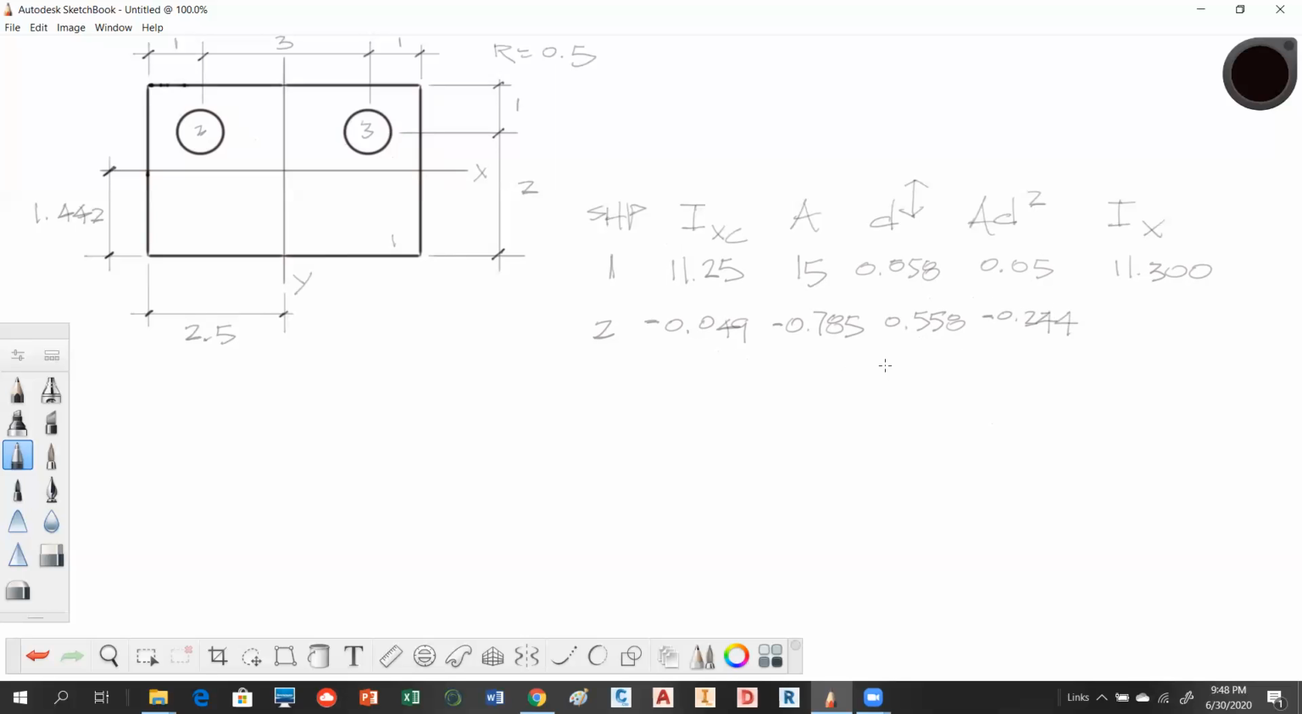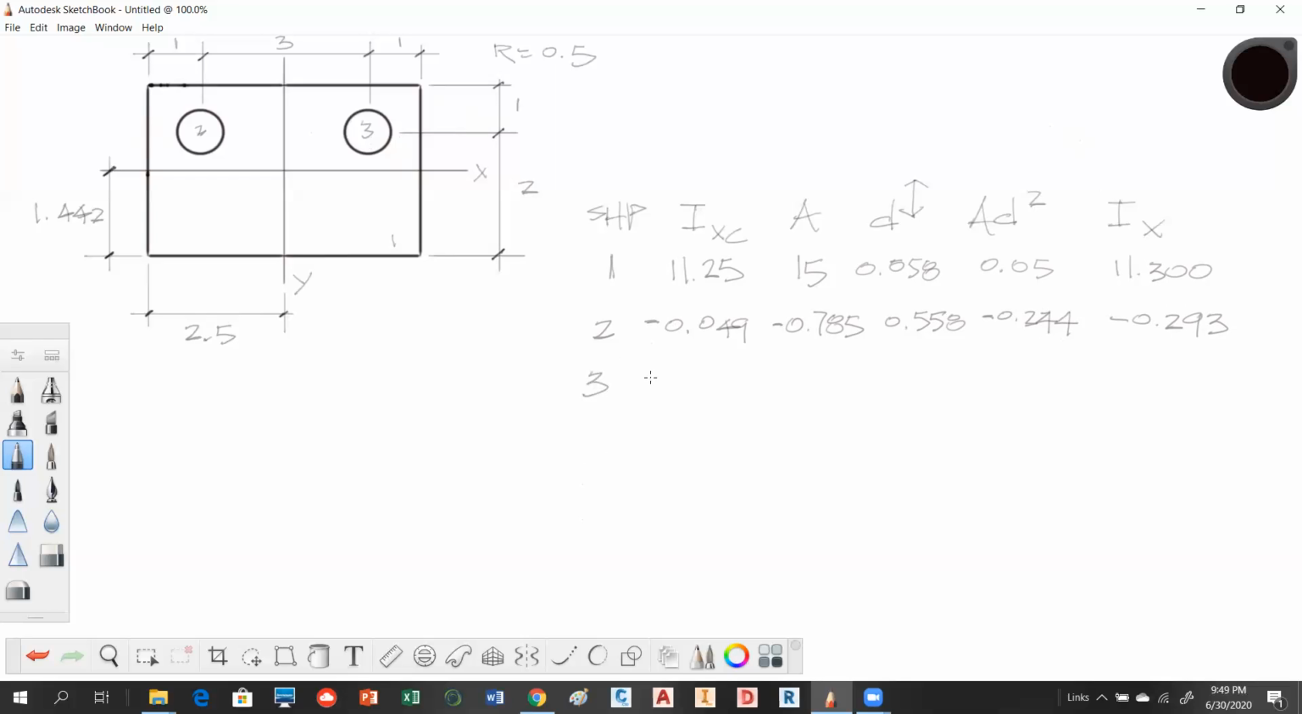So when we sum those, we get a negative 0.293. So they're not subtracting that much, but they are. What that's saying is that it's taking away from the stiffness. This right now is as stiff as it gets. So by plugging those holes in there, you're making it less stiff, is what's happening. So we're going to go ahead and take a look at 3.